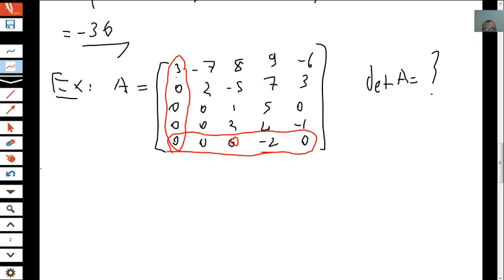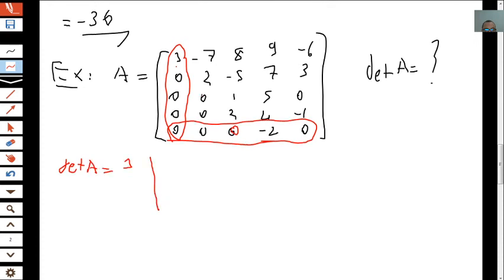So the determinant of the matrix A is equal to 3 times, by cancelling the first column and first row, the remaining numbers: 2 0 0 0, minus 5 1 2 0, 7 5 4 minus 2, 0 minus 1 0.